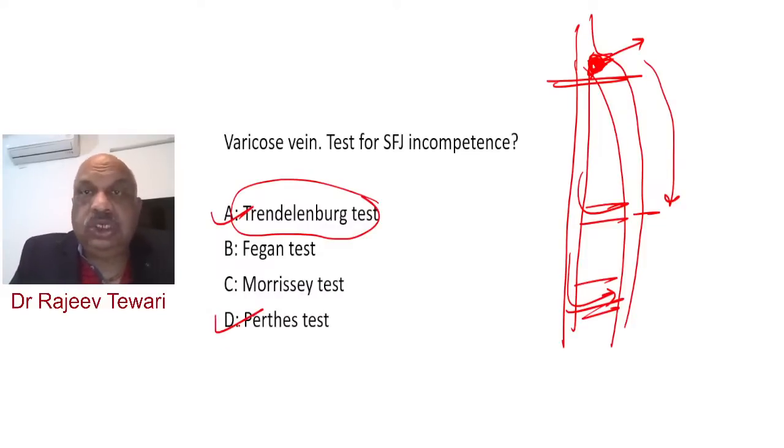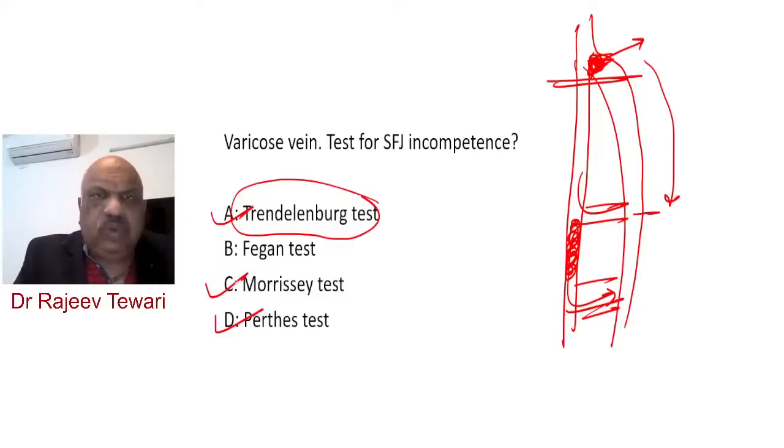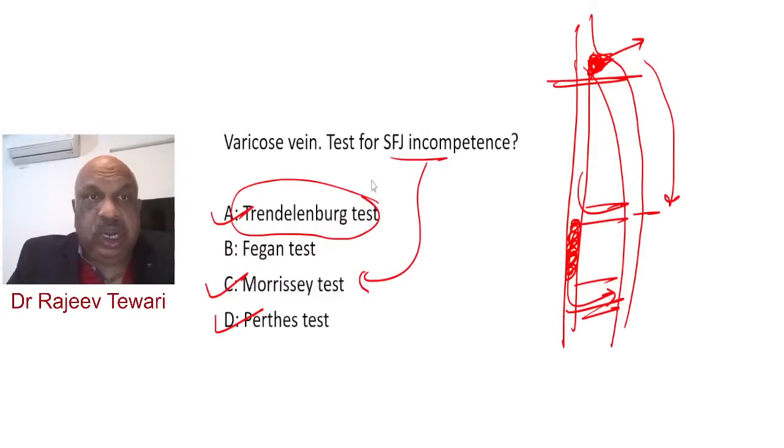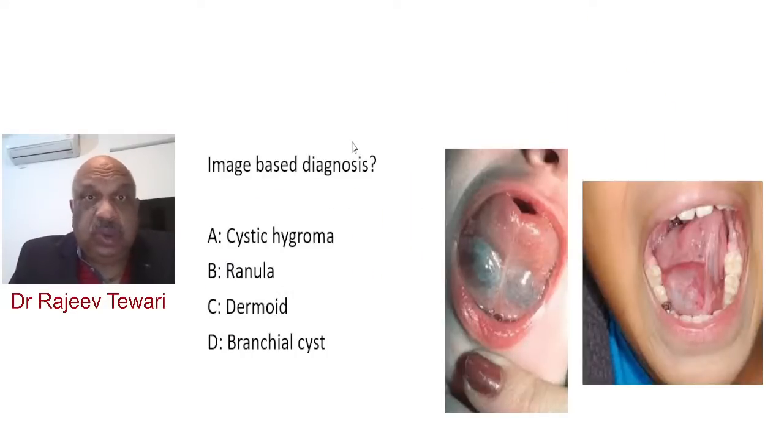Perthes is to rule out deep vein thrombosis, chronic deep vein thrombosis. Morrissey is not done anymore. That was also for SFJ incompetence, but that was the cuff impulse. It's an old test, not done anymore. So Trendelenburg is the best answer here. This also was a question in grand test last year. Out of 10 grand tests, one was Ranula.